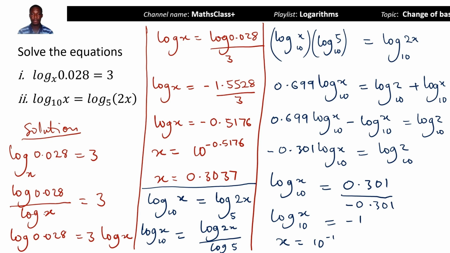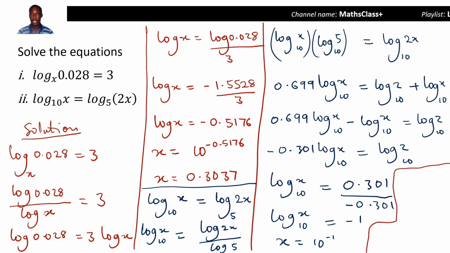And from here, permit me to use the small space. Okay, so x is equal to 10 to the power negative 1, and that's 1 over 10 as the answer.